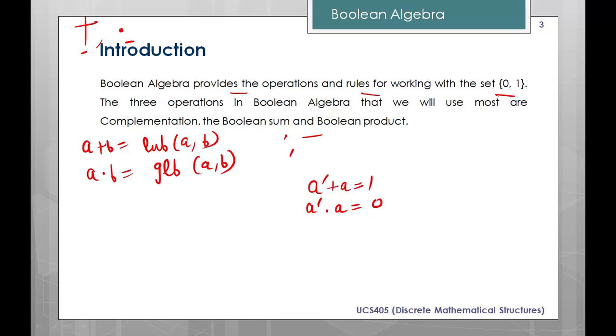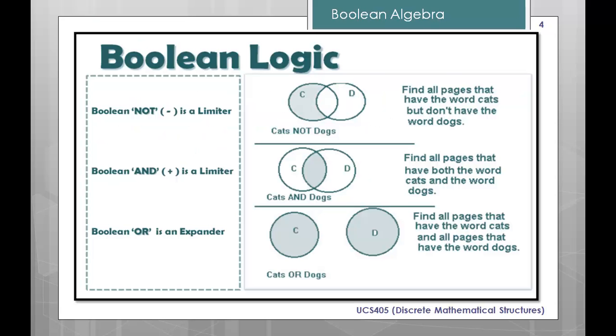Boolean algebra also provides the operations and rules for working with the set 0, 1. The three operations we have recently studied are Boolean sum, Boolean product, and Boolean complement. See, Boolean logic not is denoted by a bar or a dash. See the example, find all pages that have the word cats but don't have the word dogs. When we want to find out the complement, cats not dogs, then only this one portion is there.